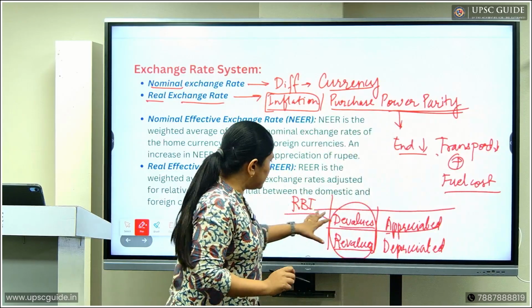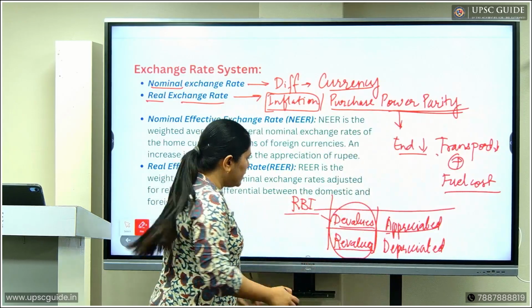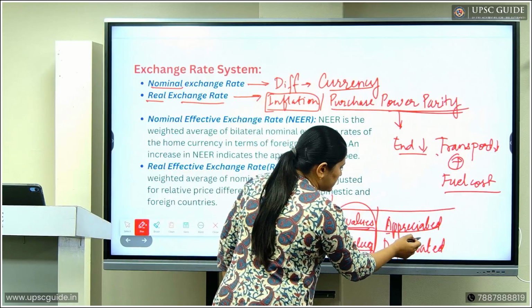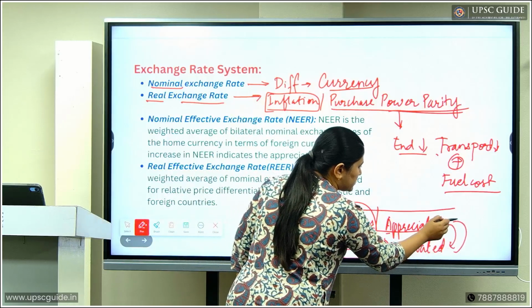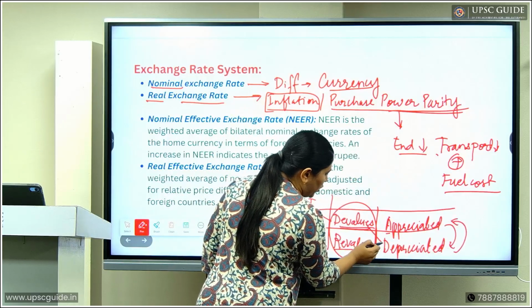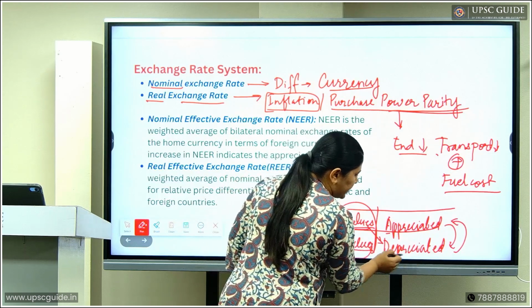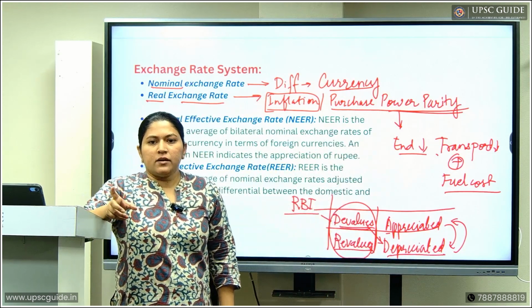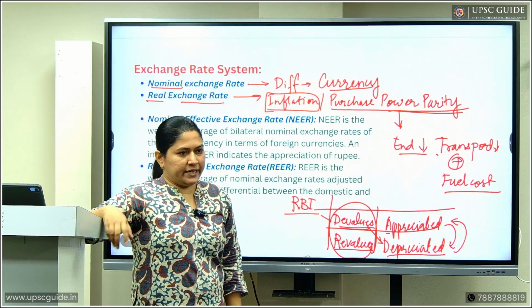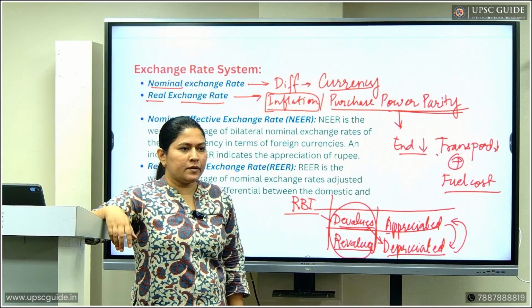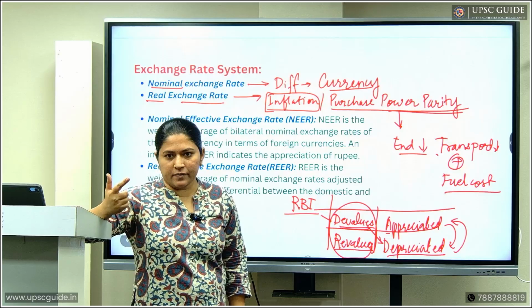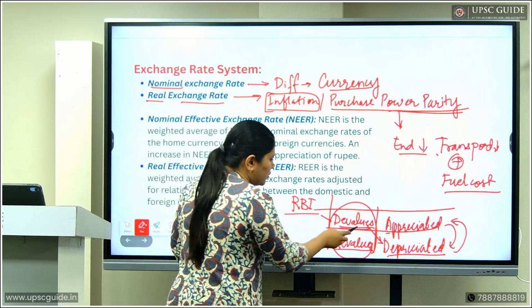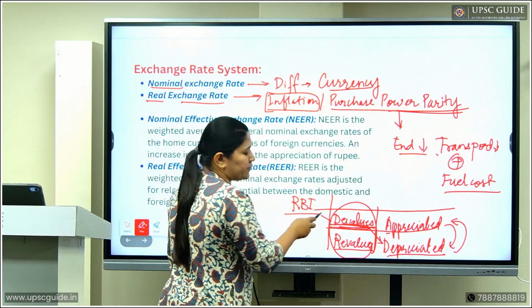Now if you see this tabular formation, devaluation works in a similar way as depreciation. If the currency is depreciated, मतलब क्या है? डॉलर महंगा हो गया है. And for the same situation we call it that the currency is devalued.